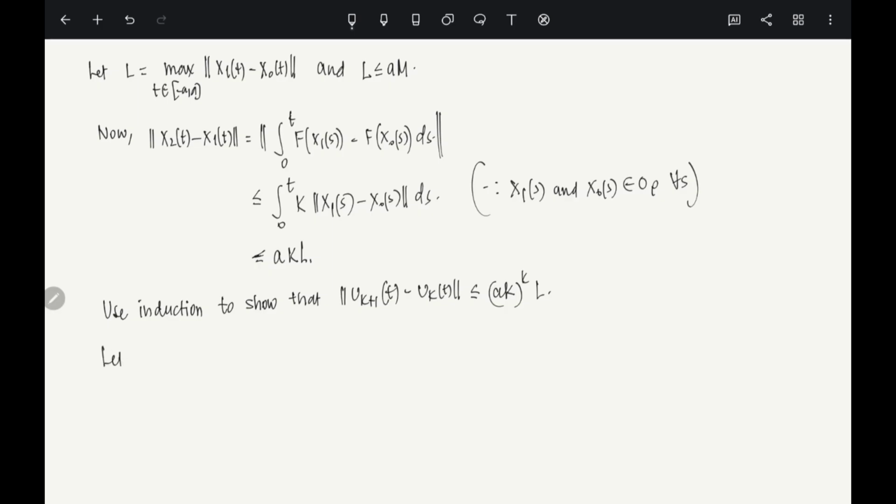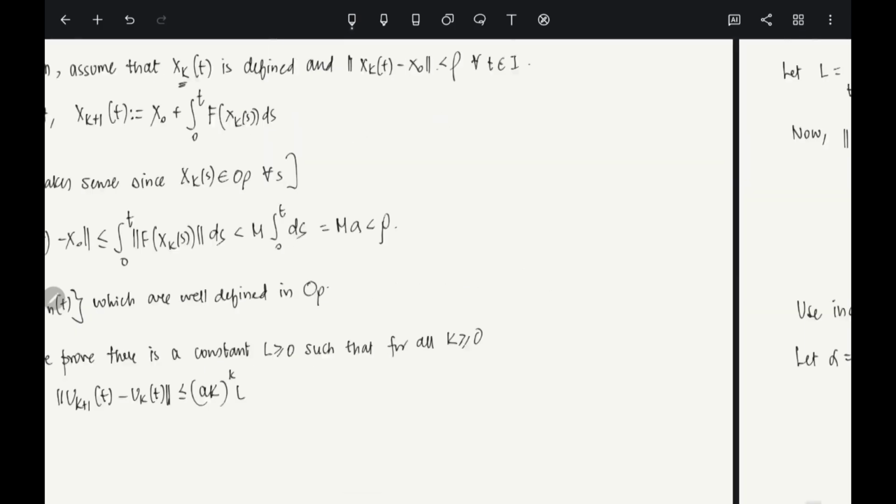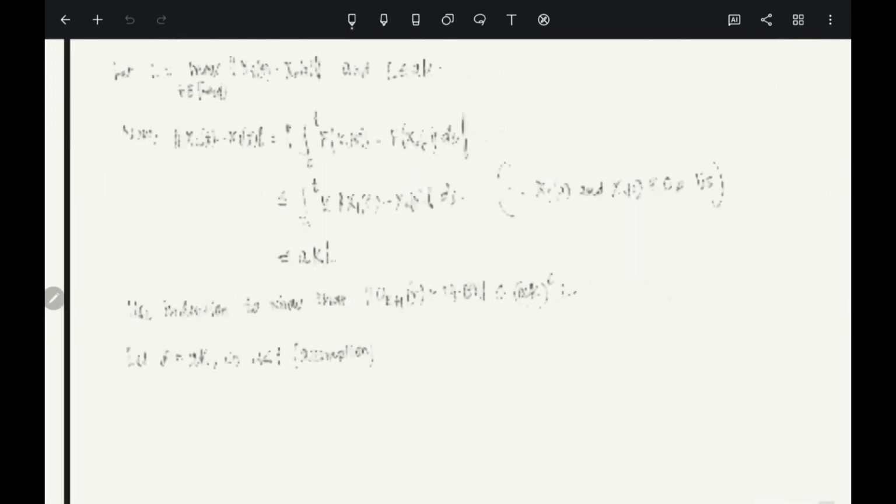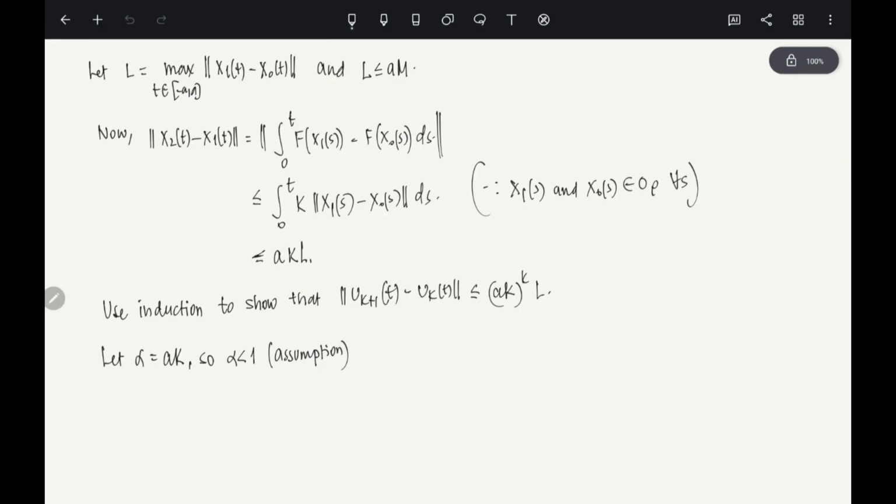Now let alpha equal ak. So we know that alpha is less than 1. This is our assumption. Yes, see, k we chose in C. A is less than or equal to the minimum of this and 1 by k. So ak is always less than 1. Clear? So this ak I am choosing to be alpha, which is again less than 1.